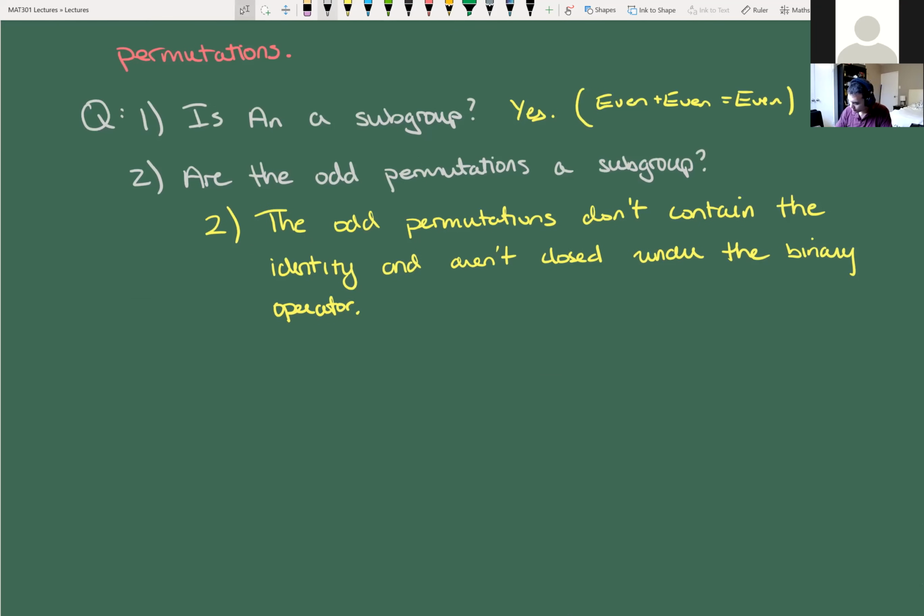So I guess we need maybe one more theorem. The order of An is exactly n factorial divided by 2, right? Again, let's say n is greater than or equal to 3 here implicitly. Okay, so if you take a look at the order of the group, there are exactly half as many, or exactly half the elements are even, right?